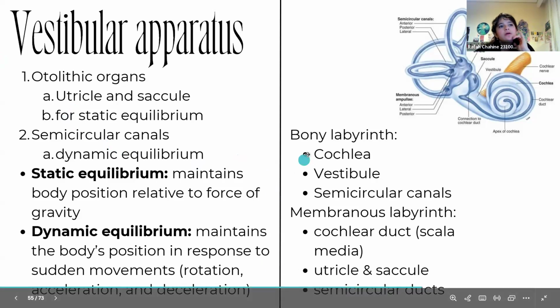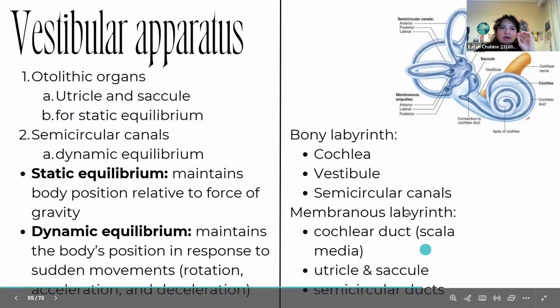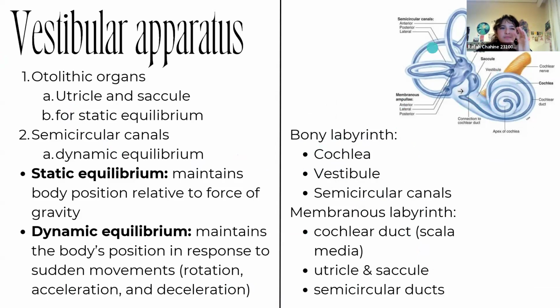Now we can also anatomically categorize the vestibular apparatus. We have the bony labyrinth and the membranous labyrinth. The bony labyrinth is basically the whole cochlea, the vestibule, and the semicircular canals. The vestibule is the connection between the cochlea and the semicircular canals and the utricle and the saccule. But we also have the membranous labyrinth.